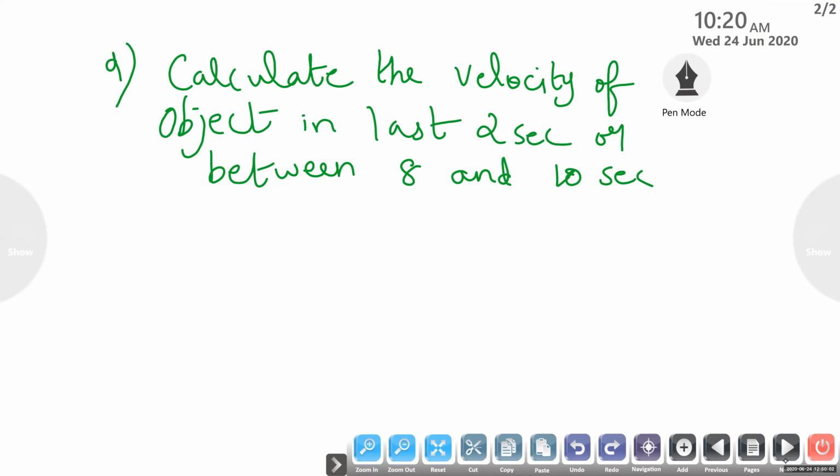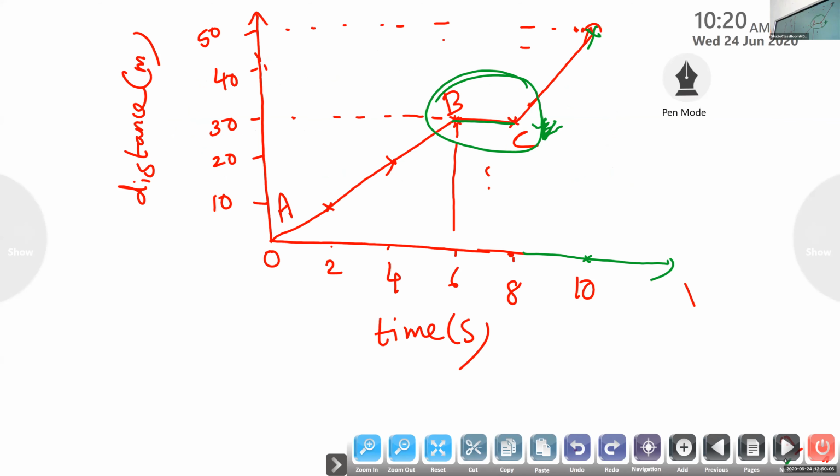Shall I go back to the diagram? So, what was my question? Last 2 seconds. What is that last 2 seconds? B and C, between 8 and 10. In between 8 and 10, what is the initial distance? At 8 seconds, what is the initial distance here?